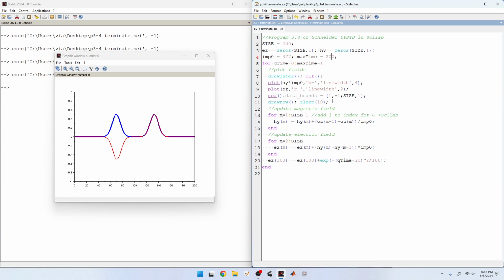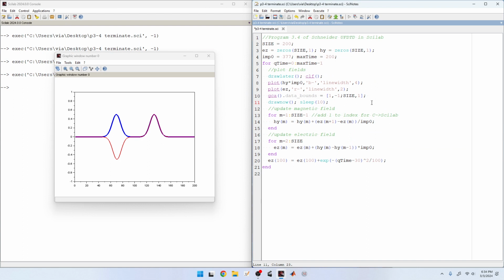Well, we've said that there's a simple solution. So let's go up here where we're updating the magnetic field. And before, the way we dealt with this problem of updating the rightmost value is we just stopped this update loop before we got to m equal to size. So we don't update the rightmost element.